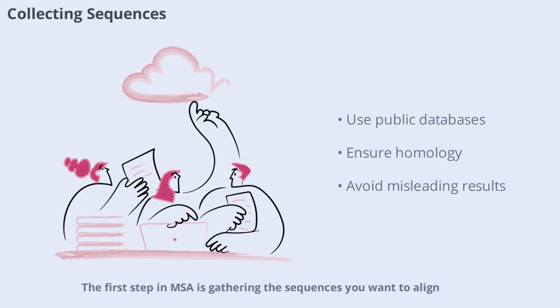The first step in MSA is gathering the sequences you want to align. These can come from public databases like GenBank or UniProt, or from your own experimental data. It's important to ensure that the sequences are homologous, meaning they share a common evolutionary origin.